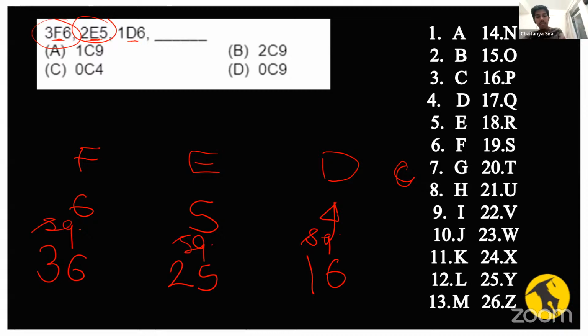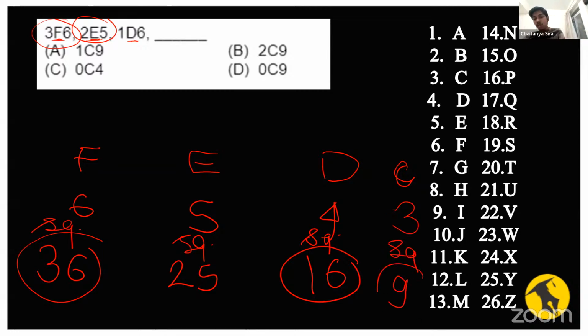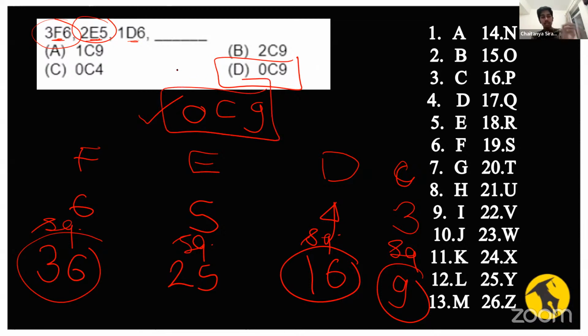5 square is 25, 4 square is 16, 6 square is 36. So C is how much? 3, and 3 square is 9. So I should have 0, C, 9, which is my option D. Alright, this was a mixed combination of your number series as well as your letter series. I hope you are clear with this. Fairly easy question. Easy to recognize, I feel.